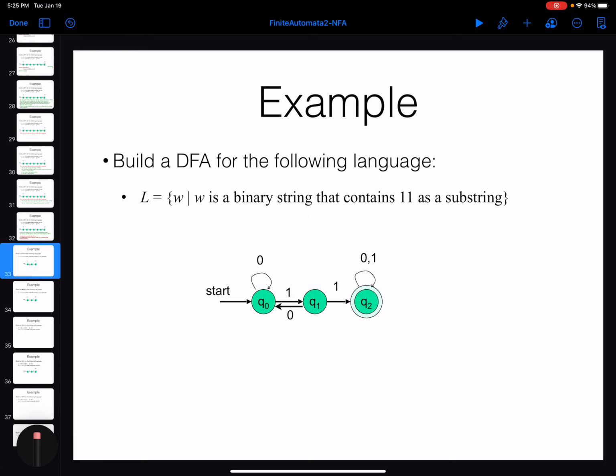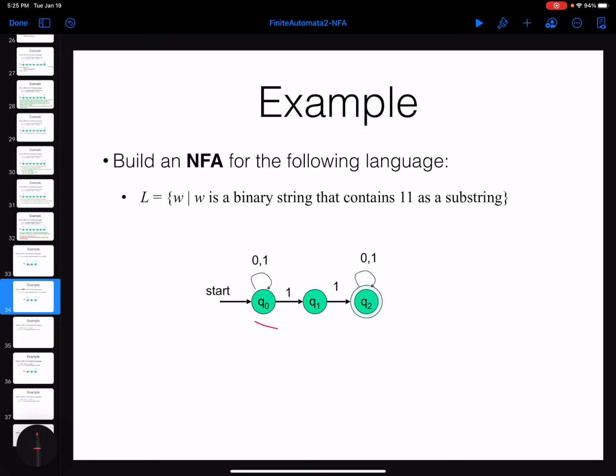Okay, so here is an example of an NFA for a language that accepts strings with the pattern 11. Again, you can see that this is very similar to the previous example. If I care about the pattern 11, I just create one starting state, a couple of intermediate states, and show all the pattern that I need.